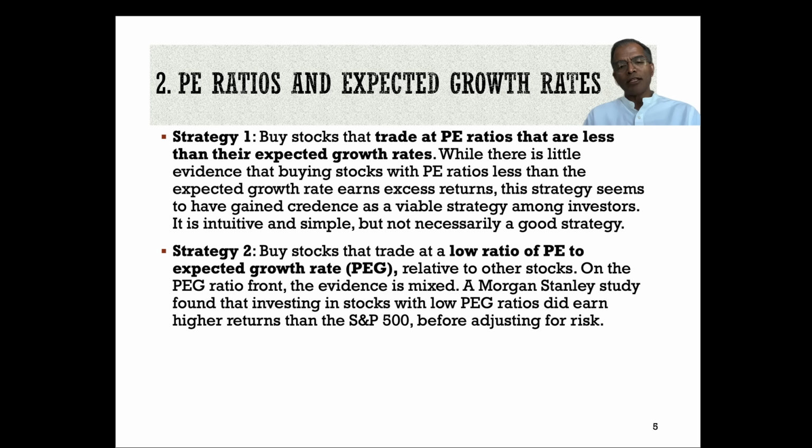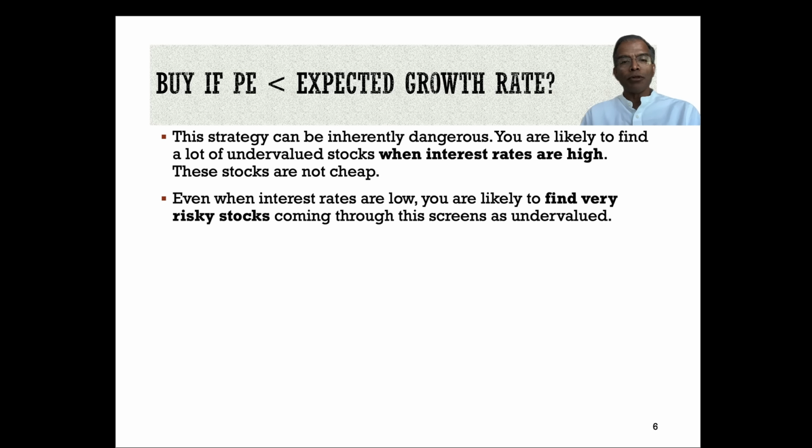The second strategy is to do what I suggested. Look at the PEG ratio, price earnings divided by the growth rate, and try to pick stocks with low PEG ratios. A Morgan Stanley study from decades ago seemed to suggest that buying low PEG ratio stocks earned higher returns than buying high PEG ratio stocks. So let's take a deeper look at both of these strategies. Let's say you adopt a strategy of just buying stocks when the PE ratio is less than the growth rate.